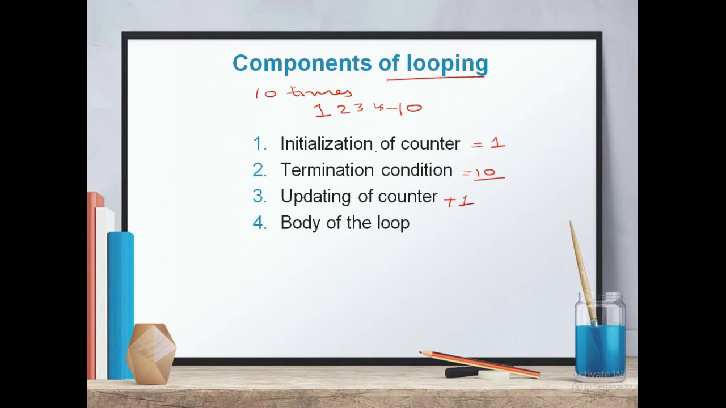Basically, initialization of counter tells us from where our loop is starting, terminating condition tells us where to stop that loop, and updating of counter tells us whether we have to increment or decrement the counter, how we are going to update it, so that our loop runs properly. Now there is the body of loop. Body of loop contains those statements that we want to repeat again and again.